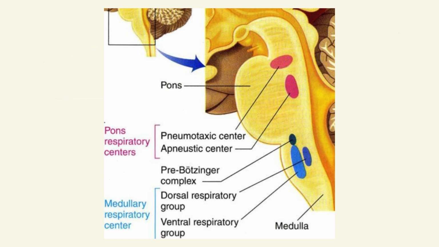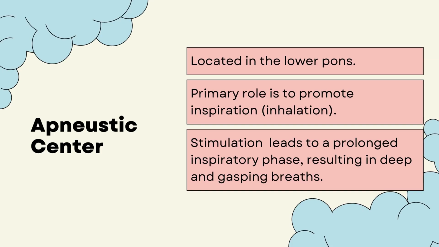The apneustic and pneumotaxic centers are components of the respiratory centers located in the pons, which is part of the brainstem. These centers, along with the medullary respiratory centers, dorsal respiratory group and ventral respiratory group, play a crucial role in regulating the respiratory cycle. Apneustic center. Location. The apneustic center is located in the lower pons. Function. The primary role of the apneustic center is to promote inspiration, inhalation.